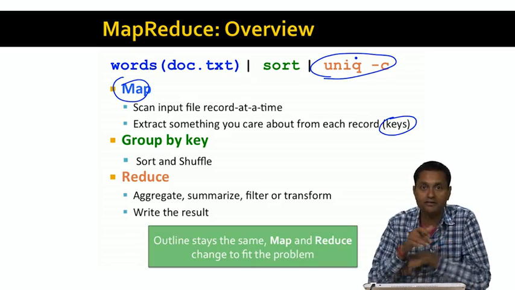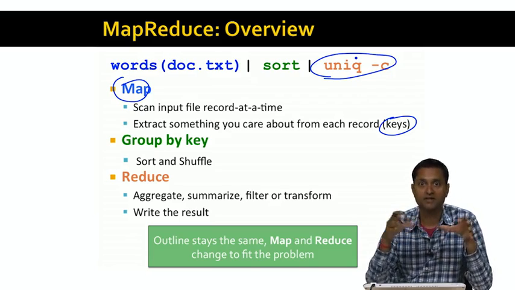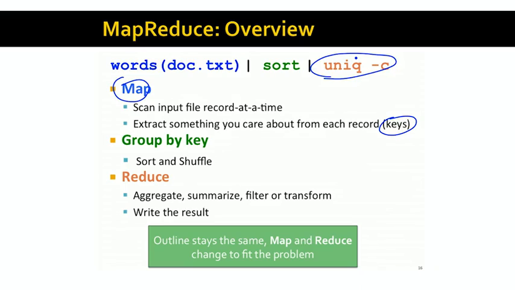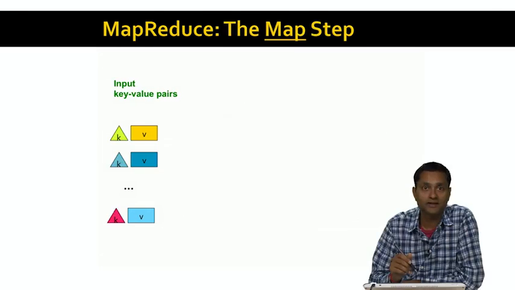Now, the outline of this computation actually stays the same for any MapReduce computation. What changes is that you change the map function and the reduce function to fit the problem that you're actually solving. Right? In this case, for the bird count, the map and the reduce function were quite simple. In some other problems, the map and the reduce functions might be more complicated. Here's another way of looking at it.